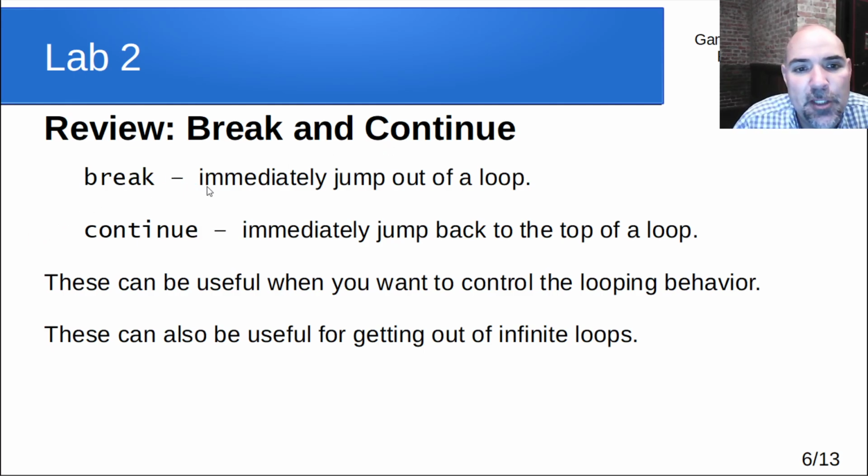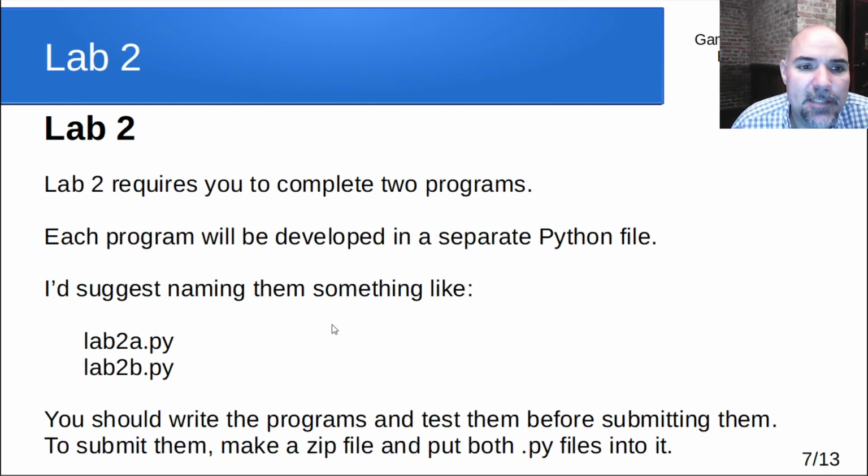Break immediately jumps you out of a loop. Continue immediately jumps back to the top and checks the condition or comparison again. And those can be useful in certain situations, which we'll see later on in the class. All right, so now on to Lab 2.